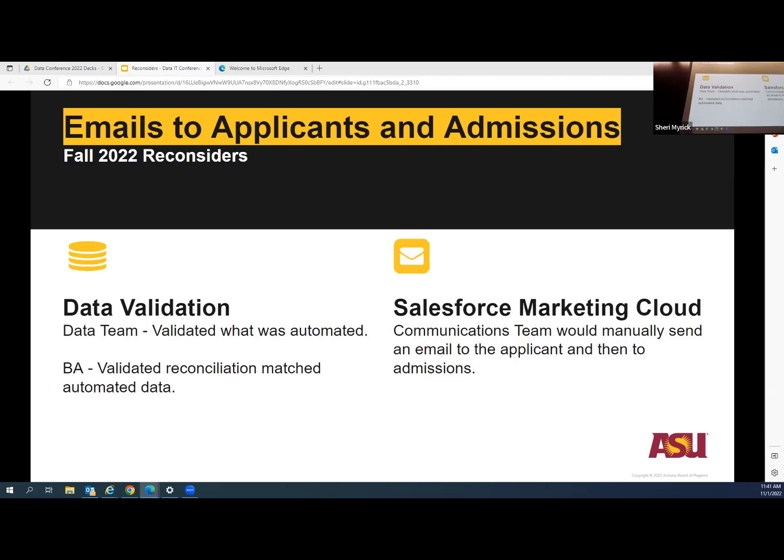Once we did get that information, it went to our communications team, and they were actually sending the emails out manually through Salesforce Marketing Cloud. With the list, they were able to do it, but it was a manual process where she had to sit there and wait for us to say, yes, the data is validated, then send the emails to Marketing Cloud. And then she would also send an email to admissions to say, okay, they're there for you, go ahead and process these. Very manual process. End of Friday evening, a good couple hours of us just doing this because it was so manual.